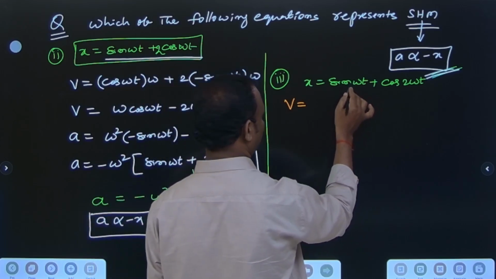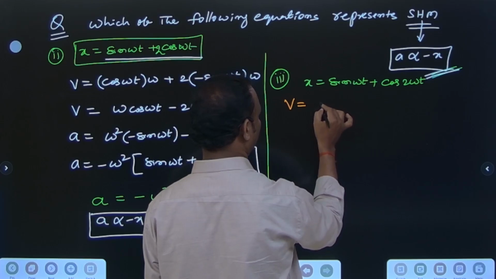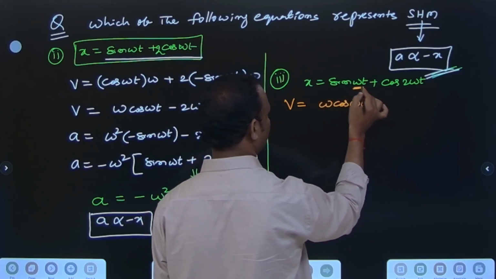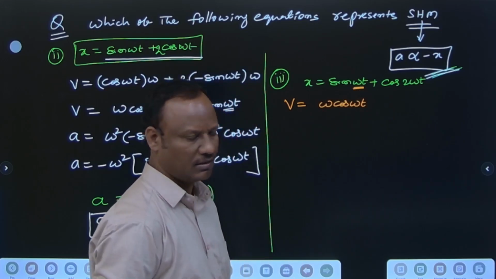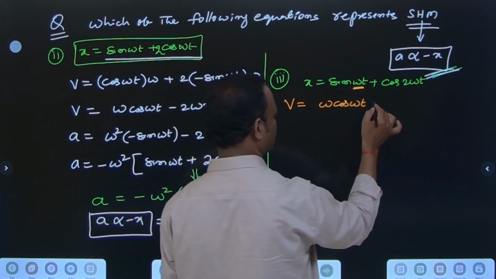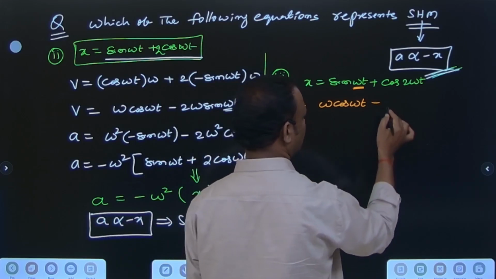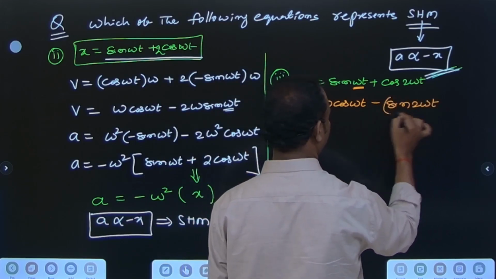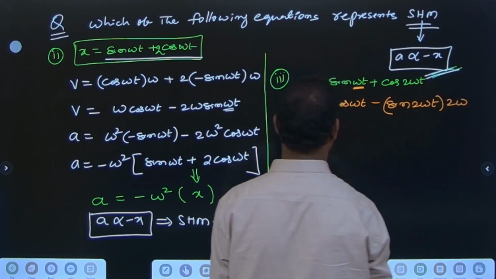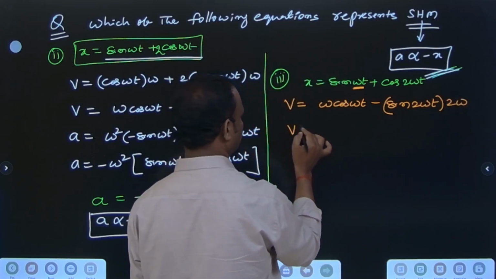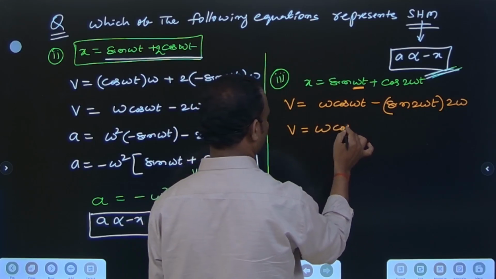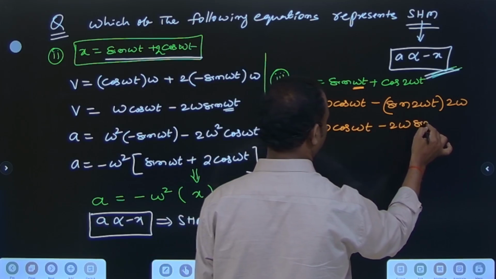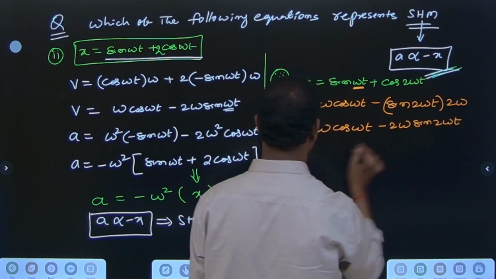Differentiation of sin omega t gives omega cos omega t. Differentiation of omega t is what? Omega. Plus, minus sin 2 omega t into 2 omega. So v is equal to omega cos omega t minus 2 omega sin 2 omega t. Acceleration.